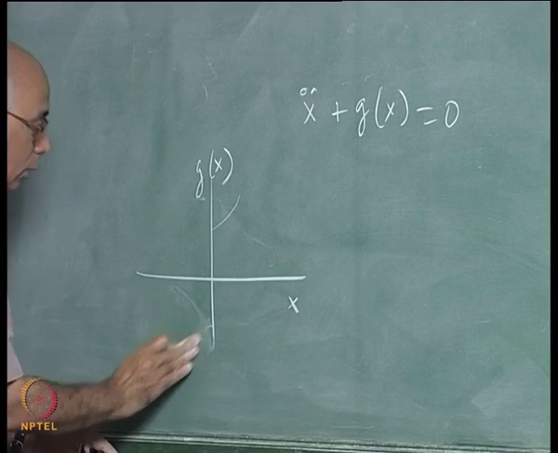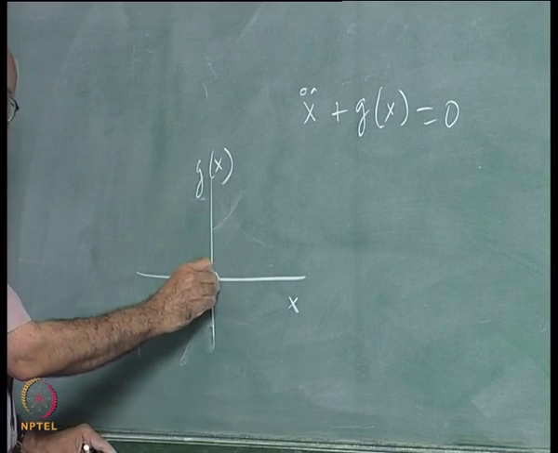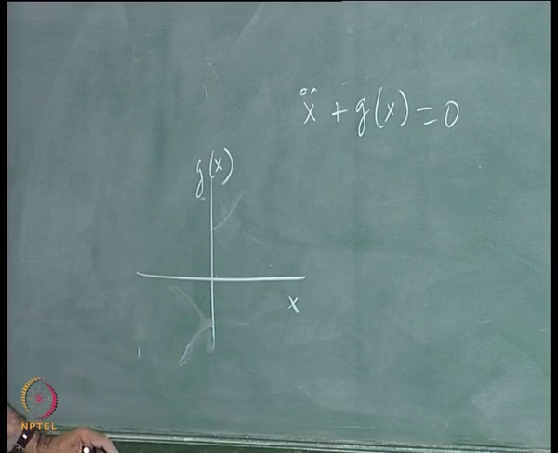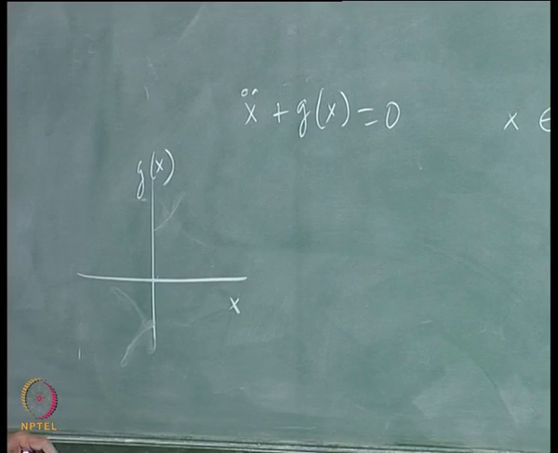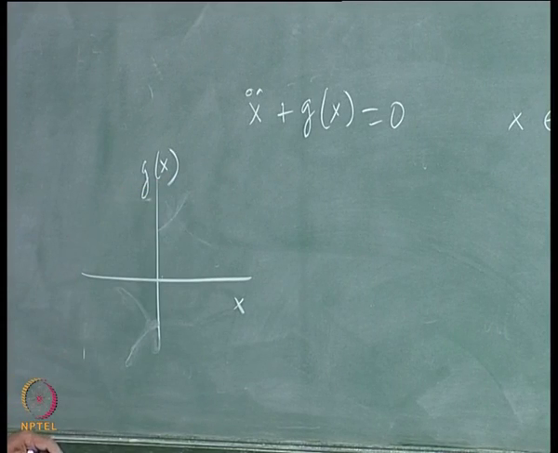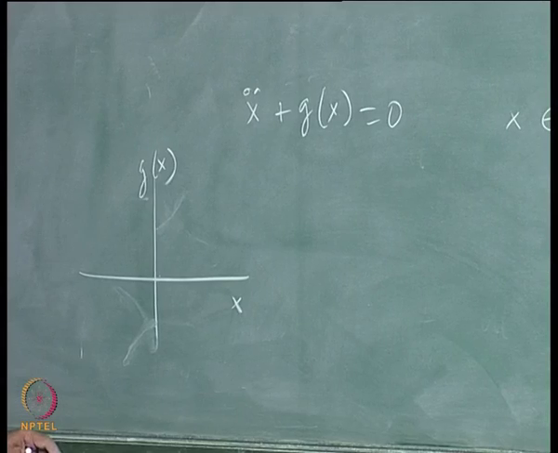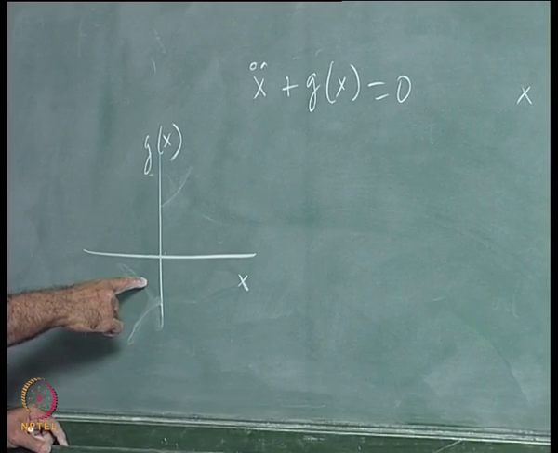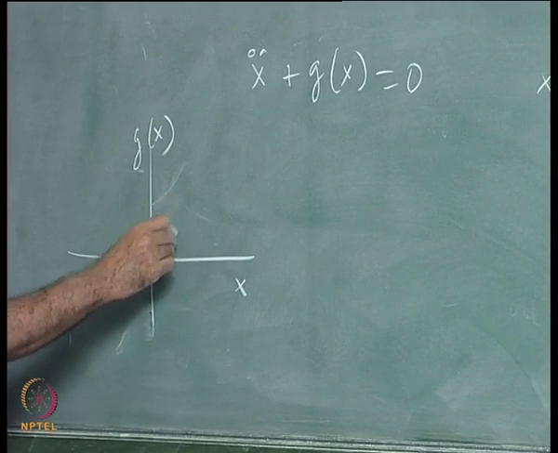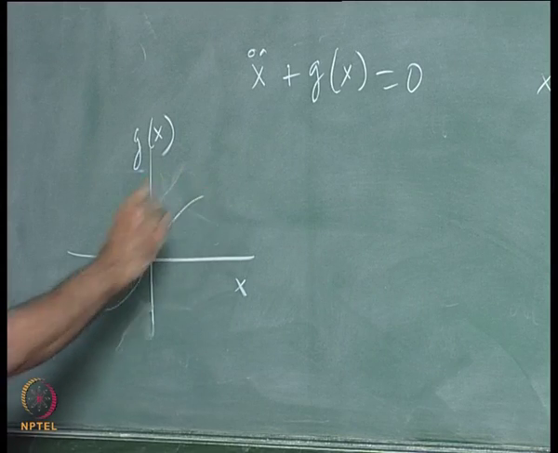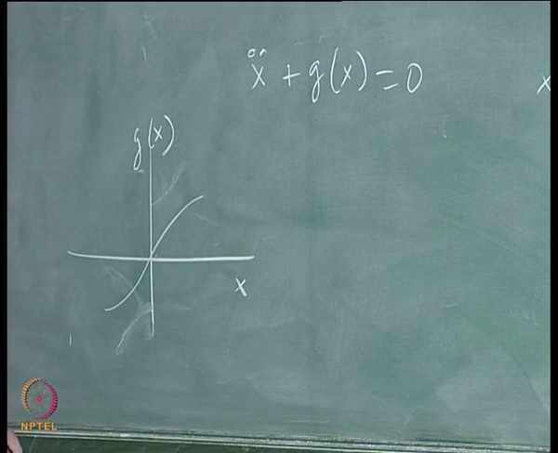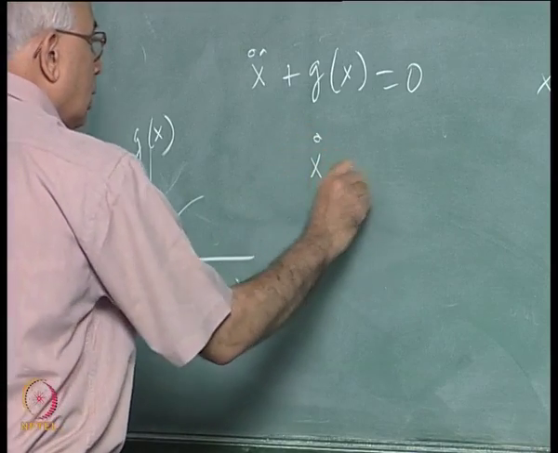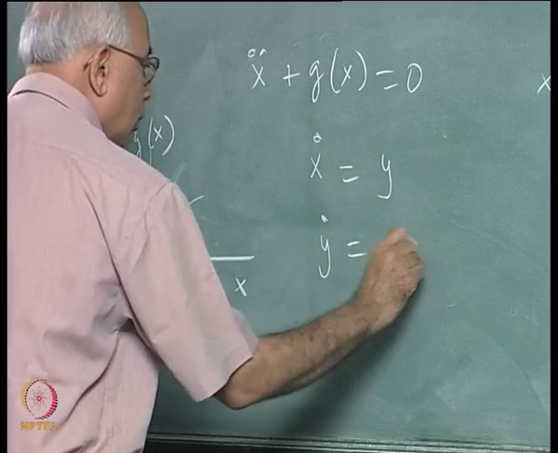But here you are told it is continuous, so it has no choice but to pass through the origin in this fashion, may not pass through it linearly. However, you are told g prime of x is greater than 0 also, whereas if it is a cube for example, g prime of 0 would be 0, would be flat. So in this case it is clear that it is a function which perhaps does this, may or may not saturate, we do not care, but it passes through the origin in this fashion and it is between minus a and plus a. So you can easily write this down as x dot equal to y, y dot equal to minus g of x.